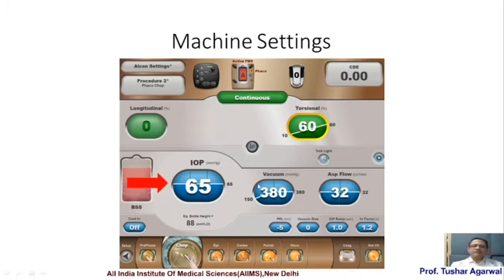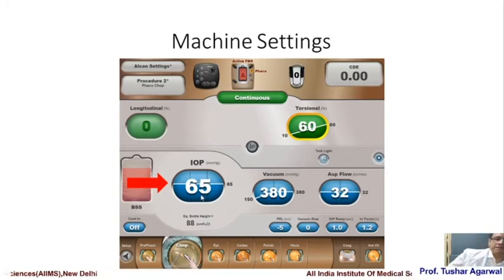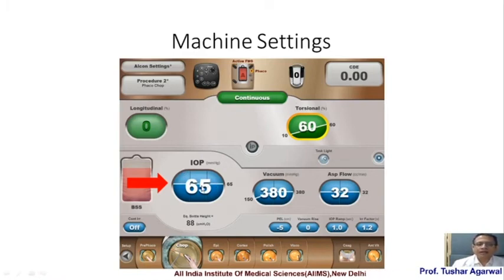So the first setting is the IOP, or the bottle height. In the machine which I use, the Centurion, it directly sets the IOP and gives you an equivalent bottle height. In other machines, you generally have a bottle height setting. What this does is maintain the anterior chamber. So if you have set it at a particular level, and you find that the anterior chamber is becoming shallow, you can increase this setting. If you find that the anterior chamber is too deep, you can decrease this setting.